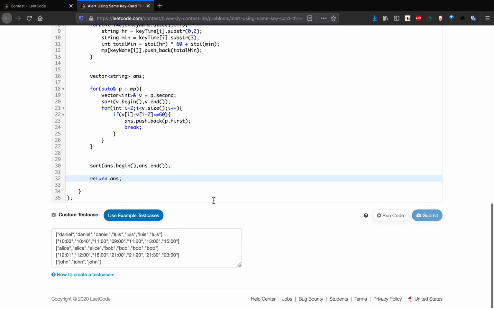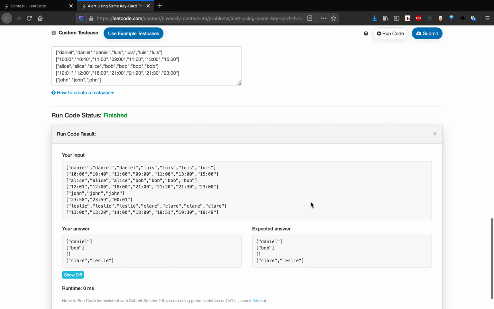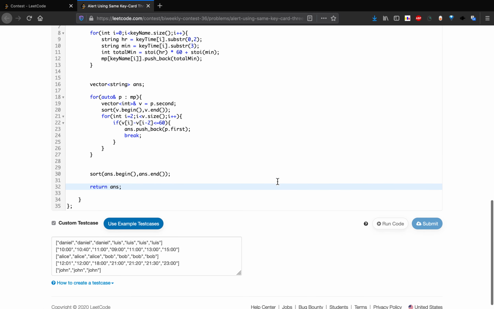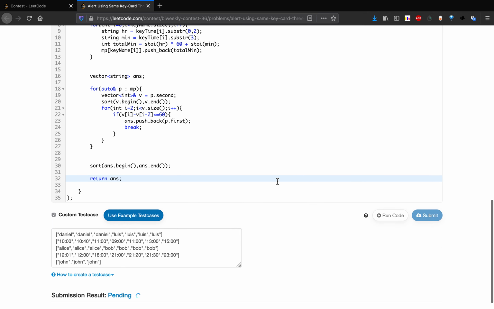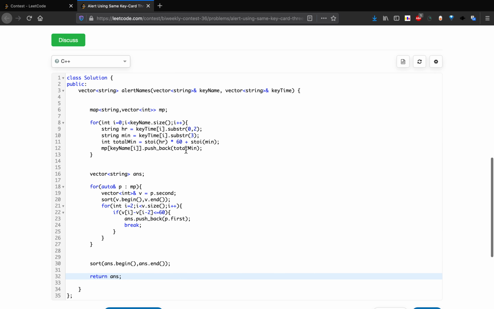So let's run it on the sample test case. Daniel, Bob, empty array, and Claire, Leslie. Okay, so let's submit it. Accepted.